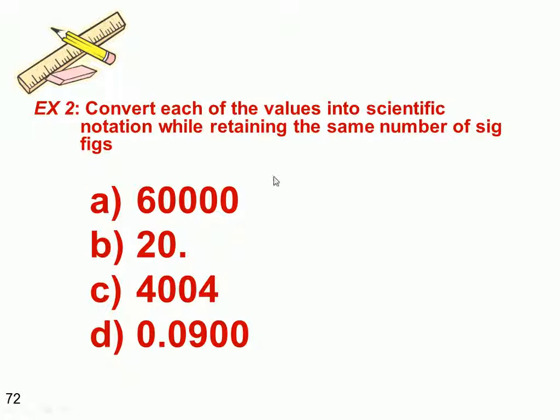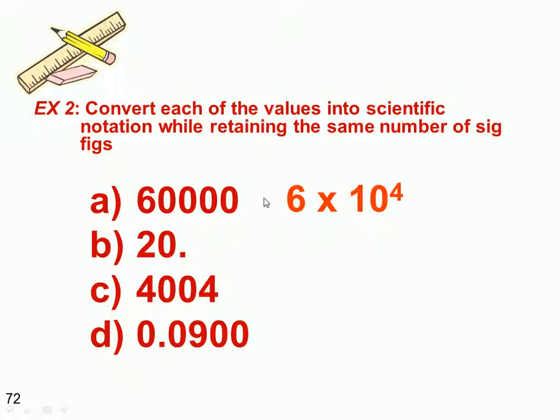For letter A, what we want to do is move the decimal point from here to right here. And when we do that, it's going to move over 1, 2, 3, 4 times. We see this value as greater than 1, therefore it's going to be a positive exponent. So 6 times 10 to the 4.